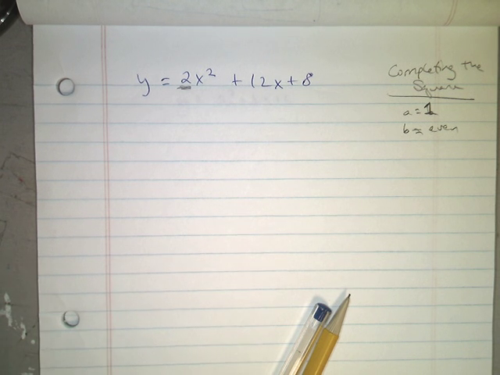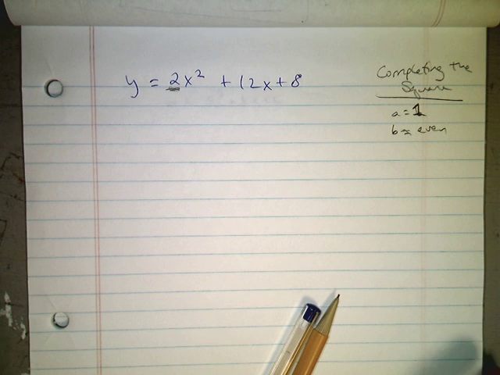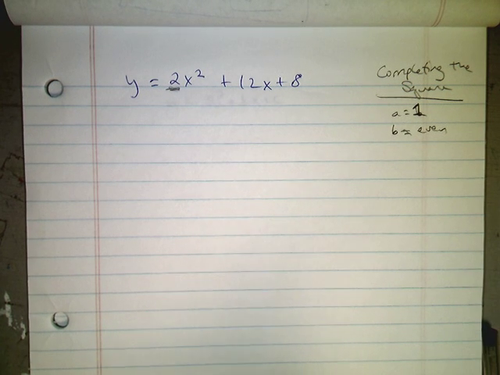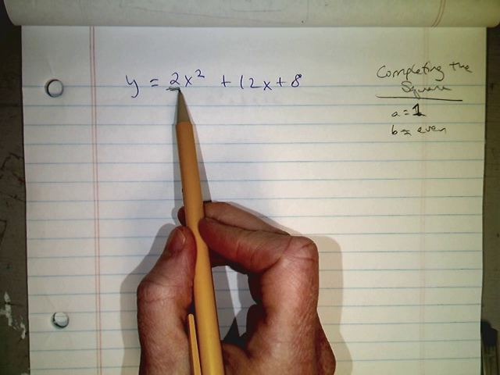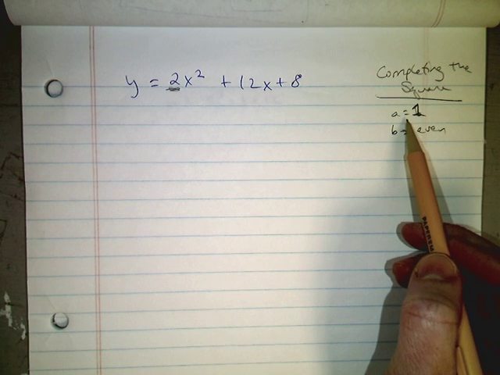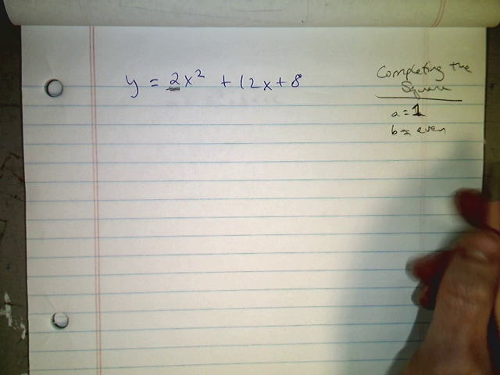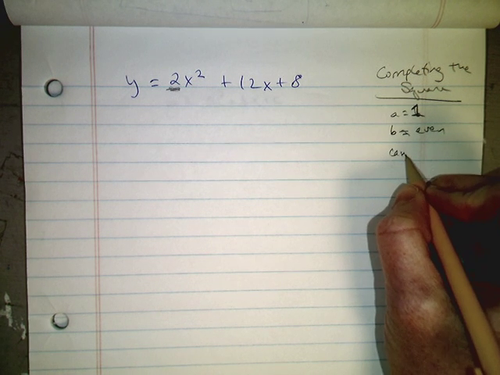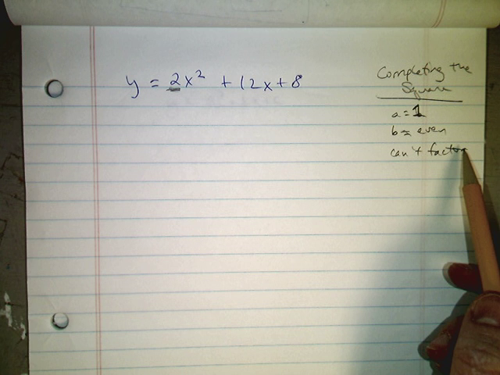Okay, I want to talk to you in this video about how I would use completing the square in situations that would be kind of difficult to actually use completing the square. The times I would want to use completing the square are if I have my equation in standard form, I have a equal to 1, my b is even, and I can't factor it. If I can factor it, I'm going to factor it.